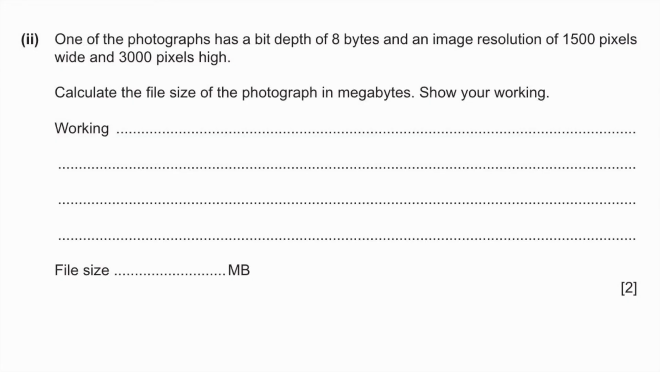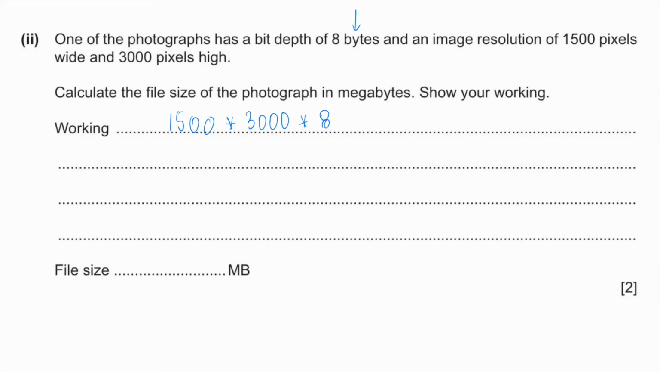Now another question, one of the photographs has a bit depth of 8 bytes and an image resolution of 1500 pixels by 3000 pixels. Calculate the file size of the photograph in megabytes. So, okay, we have a bit depth of 8 bytes. So that means we have 8 bytes for every single pixel. So 1500 times 3000 times 8, right? That's going to give us a number of bytes.